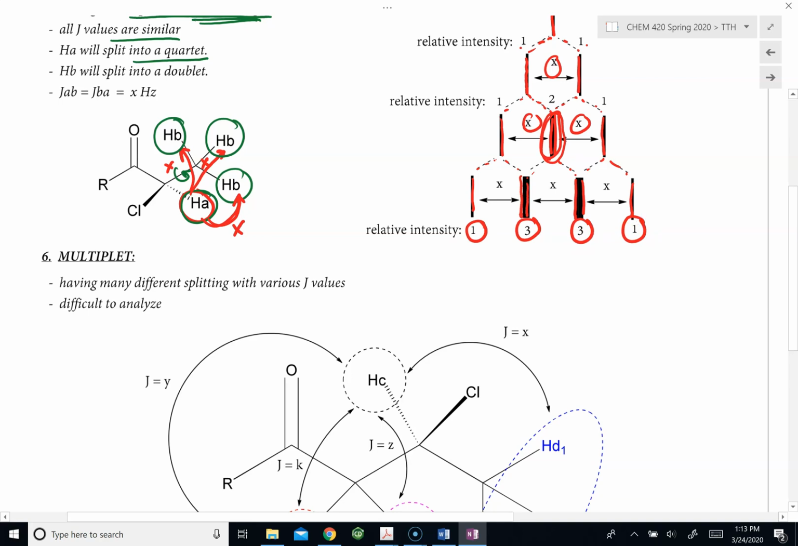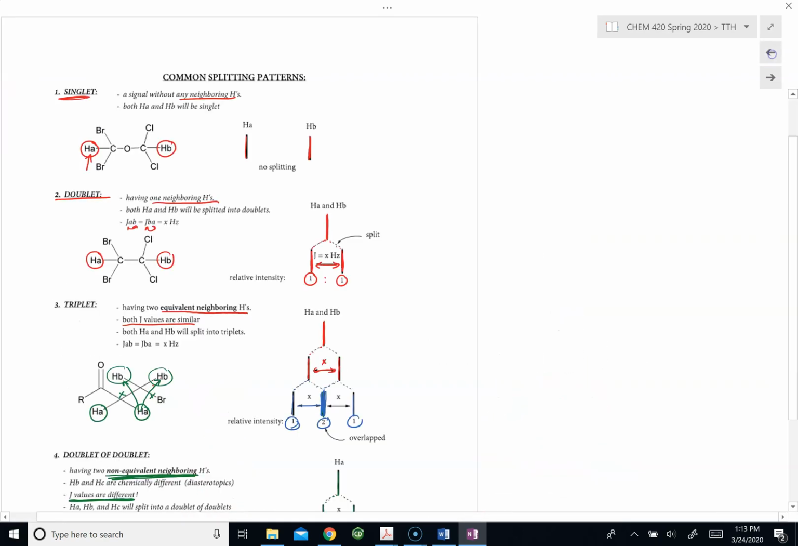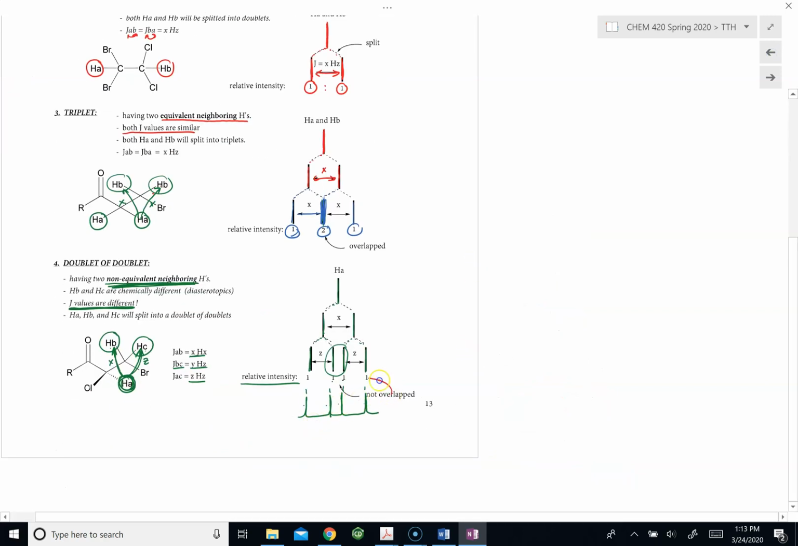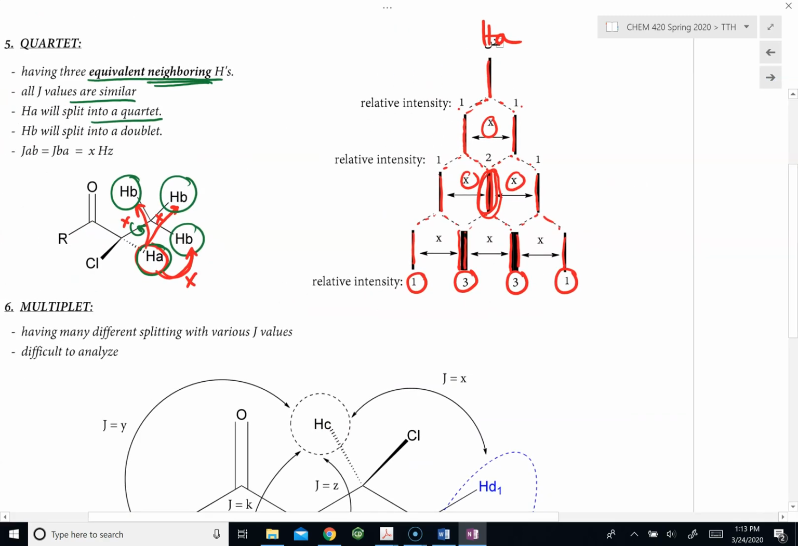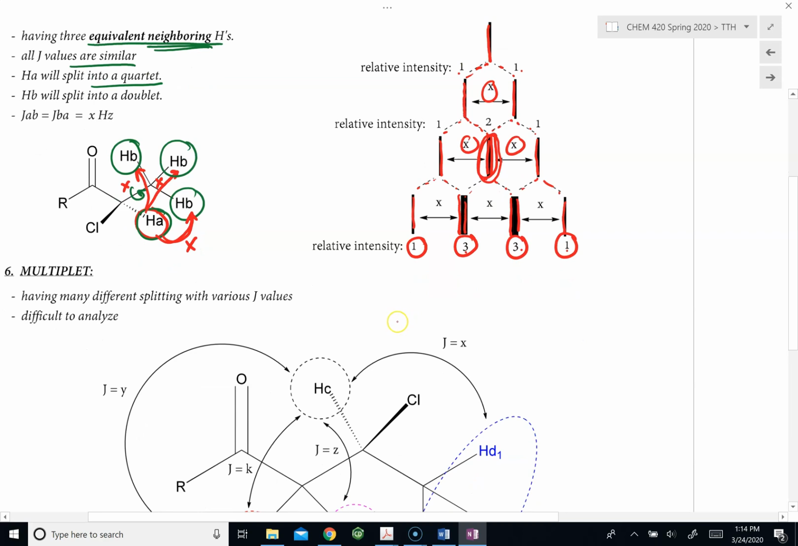And notice how this is different compared to a doublet of doublet. The doublet of doublet has a relative intensity of 1 to 1 to 1 to 1. There are 4 signals, and that's their relative intensity. Versus in the case of a quartet, it also splits into 4 signals, but their relative intensity is 1 to 3 to 3 to 1. So if we were to draw this signal on the NMR spectrum, it will look as follows. So that would be the quartet.